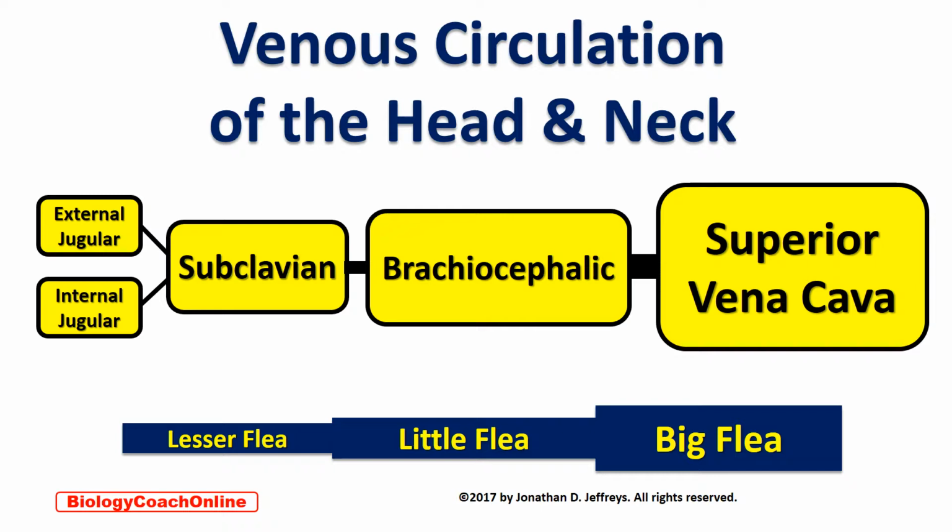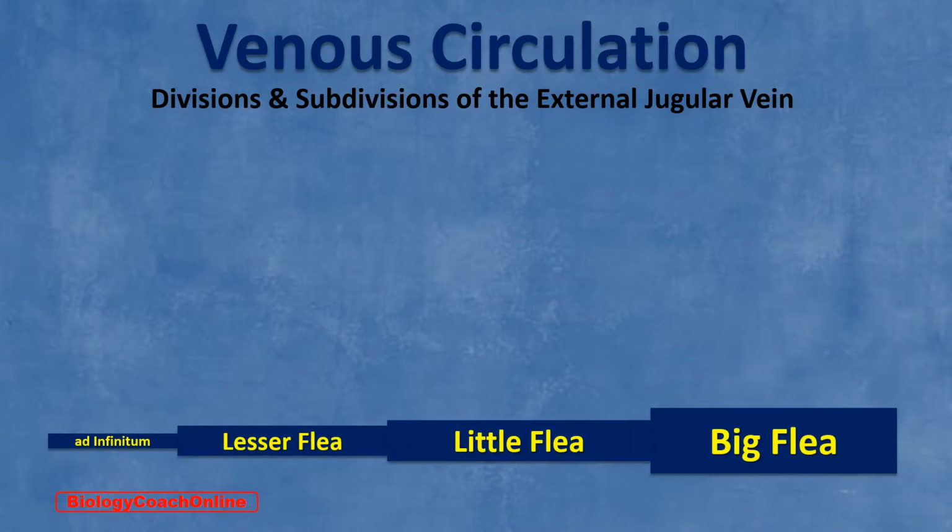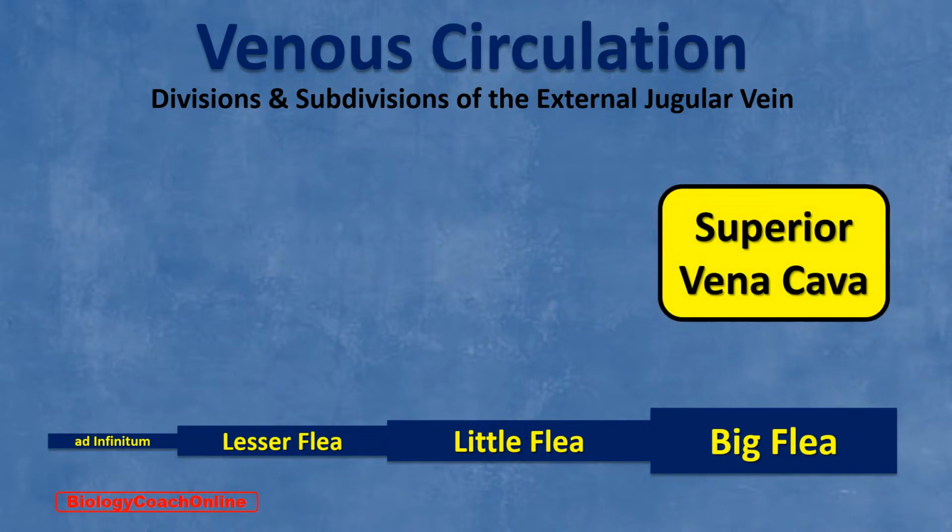So, as we did with the carotids, we shall identify the divisions and subdivisions of the jugulars, beginning with the external jugular. Now remember that your venous circulation flows contrary to your arterial circulation. As a result, we must start tracing venous circulation at the smallest flea and work our way to the big flea. Now remember that the big flea in the case of venous circulation is the superior vena cava.